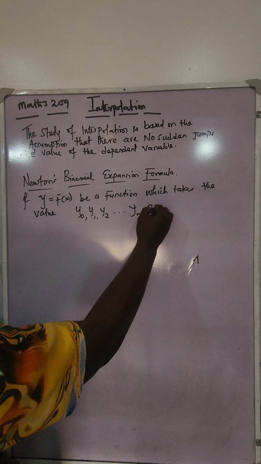Okay. Now, recall that when we were treating shift operators, I said that if I have a forward difference of f of x, the interpretation of this is that it is f of x plus h minus f of x itself. It means that the change in f of x is the next term minus the previous term.